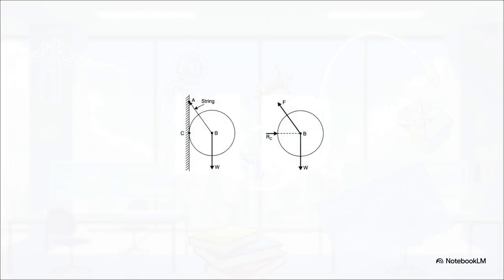On the left, we've got a physical system, a ball suspended by a string against a smooth, vertical wall. Looks like a standard, intimidating real-world physics problem, right? But then look at the free body diagram on the right. The wall and the string just vanish.